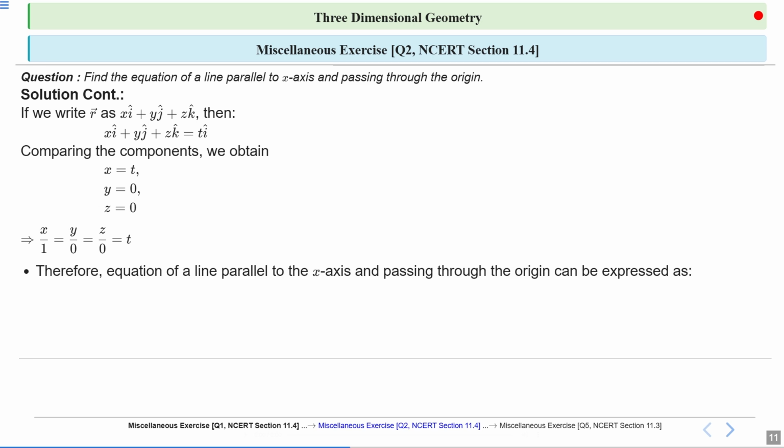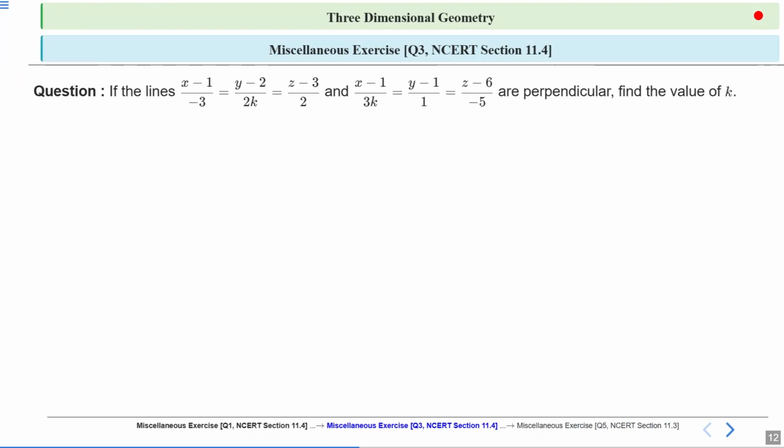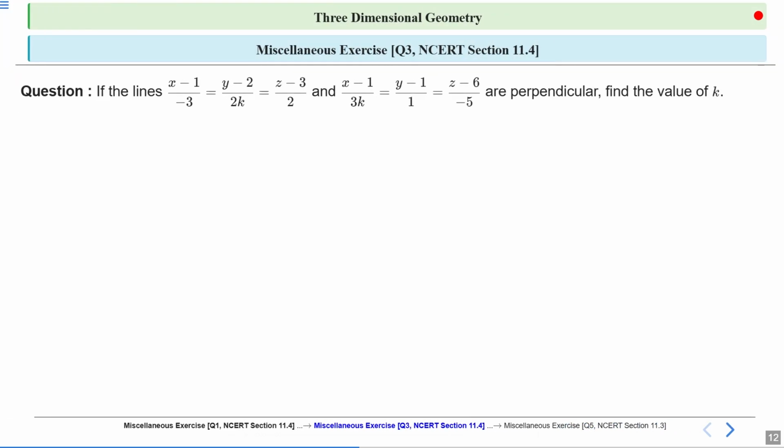Therefore, the equation of a line parallel to the x-axis and passing through the origin can be expressed in vector form as r vector is equal to t i cap, right? In Cartesian form, it can be written as x upon 1 is equal to y upon 0 is equal to z upon 0, right? So, hope it's clear to all. Let's move to the next part.